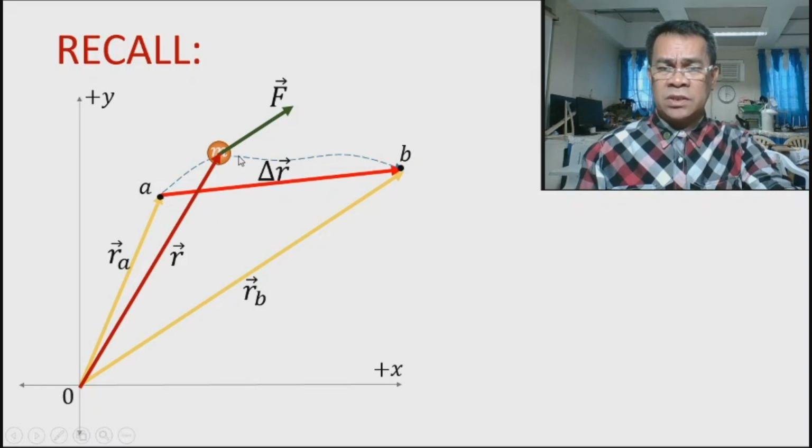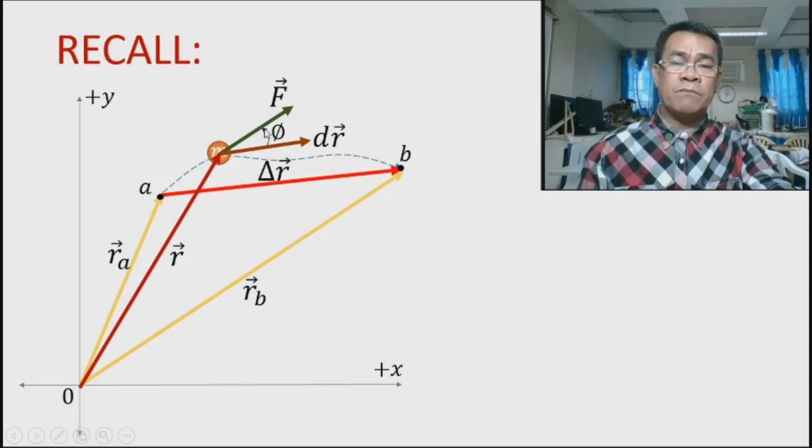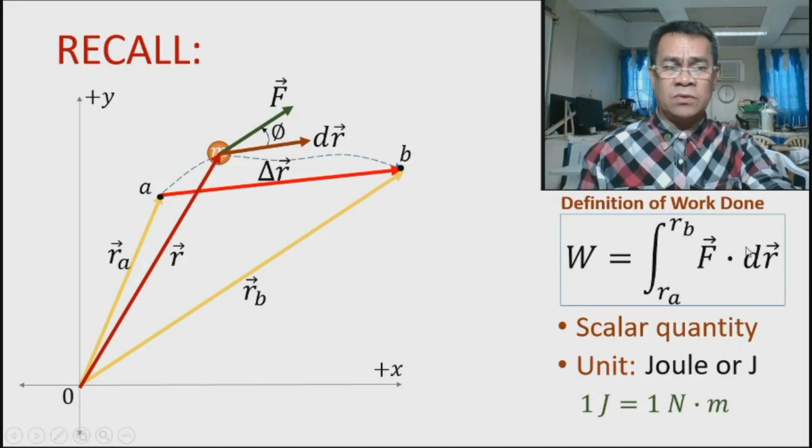Then, tangent to this curve is our infinitesimal change in position, dr. Take note, the earlier one is the overall change in position, but this one is an infinitesimal change, a very, very small change. It has an angle relative to the applied force. So we have the change in position and we have the force. Taking the dot product of those is the work done.